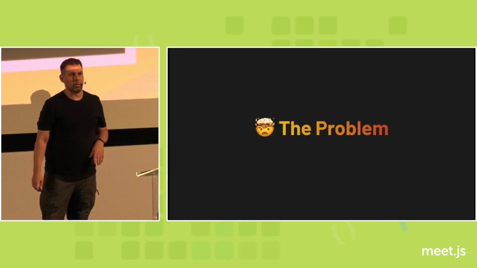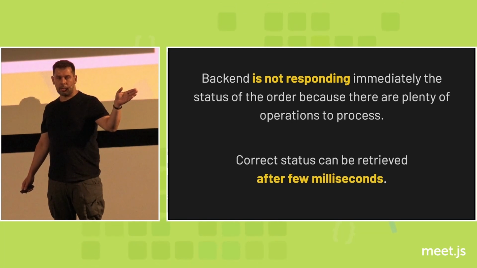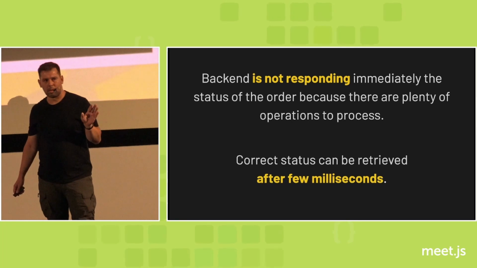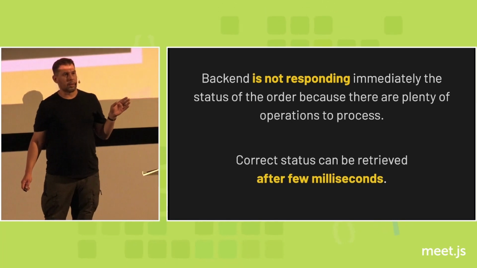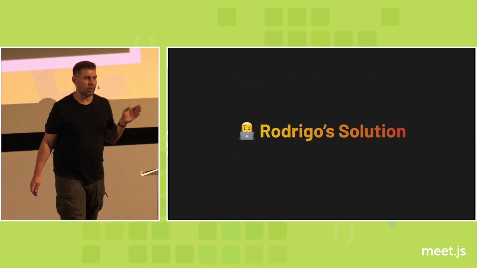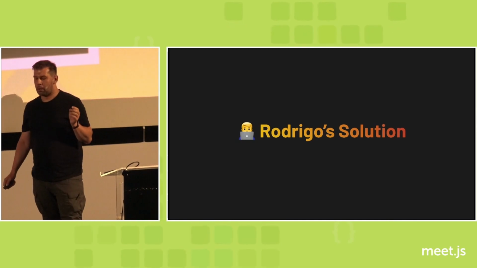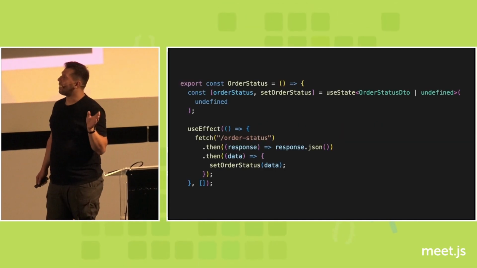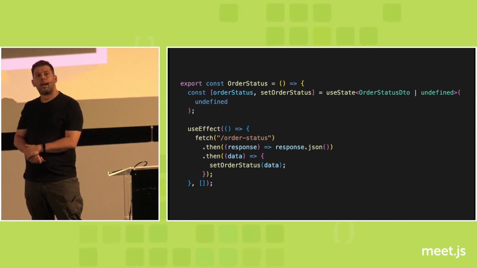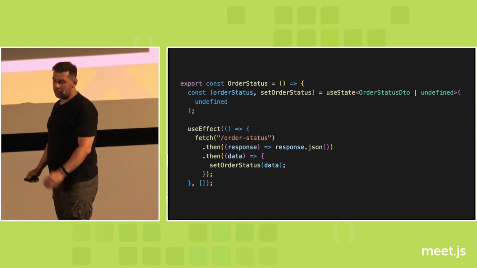And how did Rodrigo solve this problem? The back end is not responding immediately. The status of the order comes after a few seconds or milliseconds, and the correct status will be retrieved after some delay. So here is Rodrigo's solution. Rodrigo is using React, and the idea of the solution looks at the beginning, of course, like that. We have an endpoint, then we are fetching data, setting the status and displaying it on the front-end part.